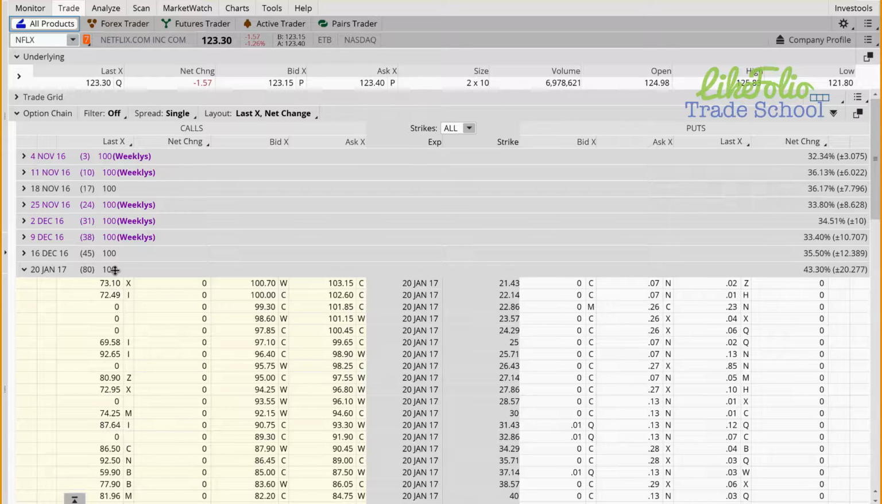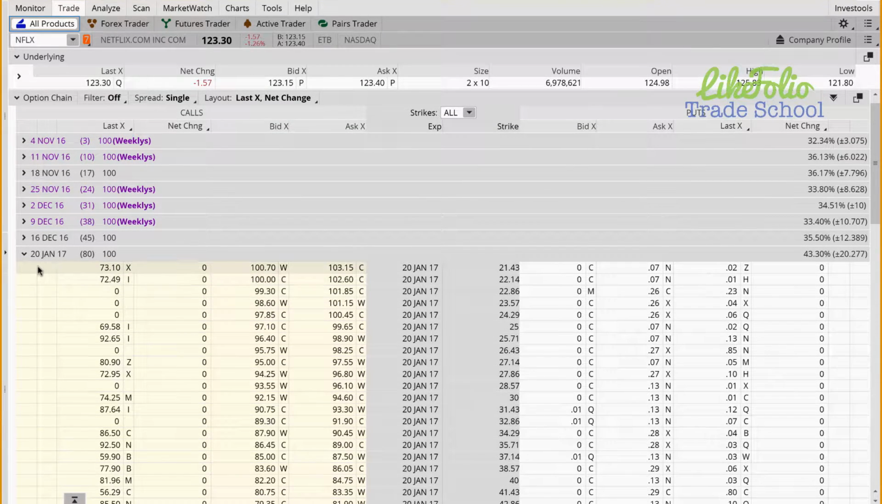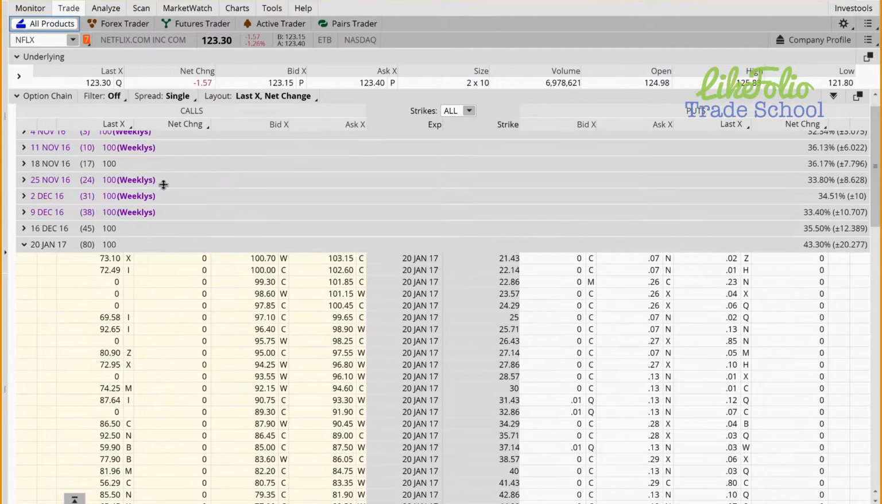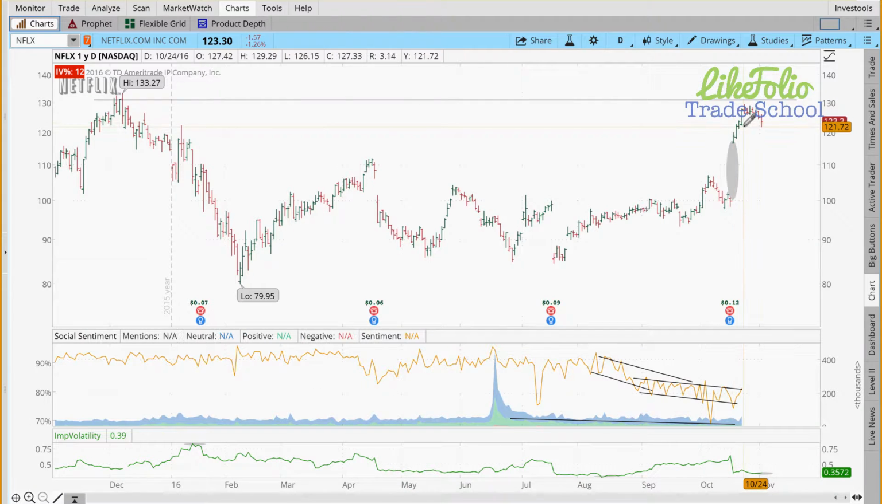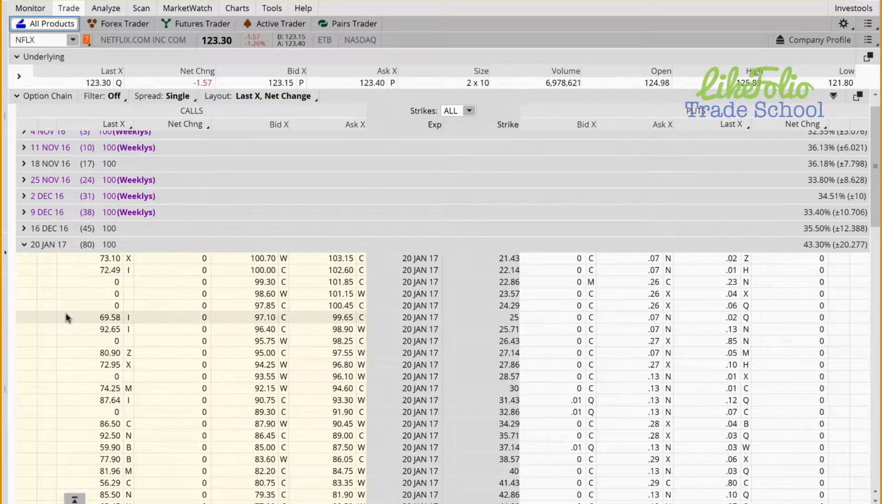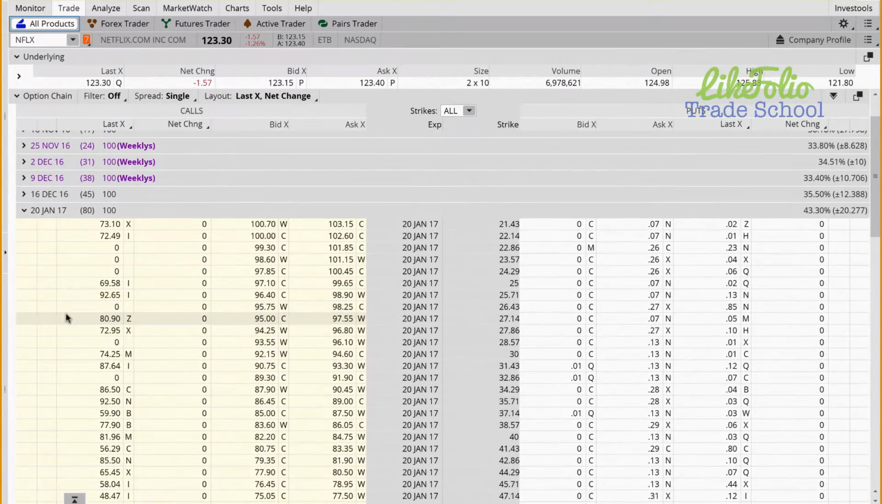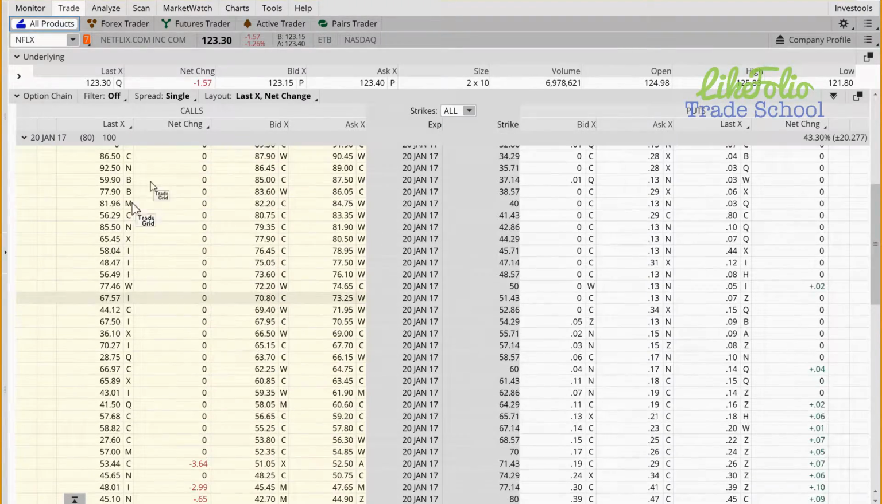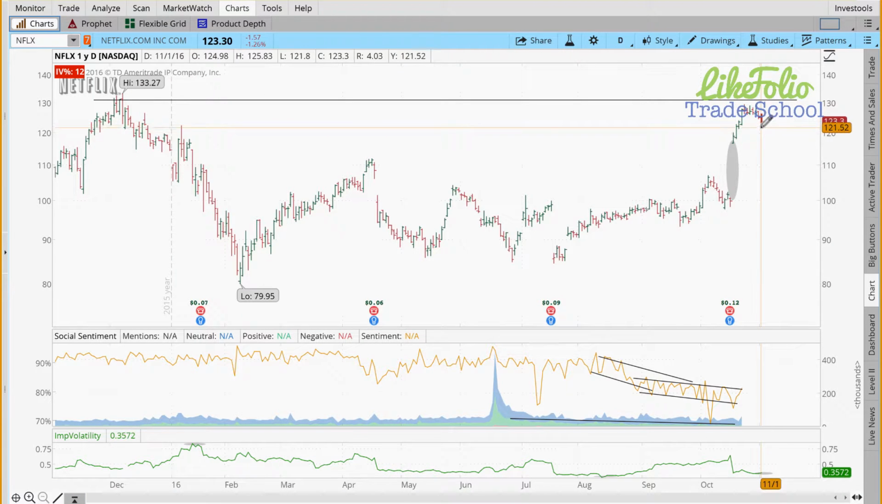So once again, I'm sticking with 80 days. So I'm going to stick with the 20 Jan 17s because even though I think this could play out a little quicker than our first example, I do want to make sure I give it plenty of time to play out. So we're looking here, it could easily get back into this gap and get down to the 110 area. I don't know if it's going to go all the way to 100, but it could. But I think getting back into the gap to around 110 is definitely feasible.